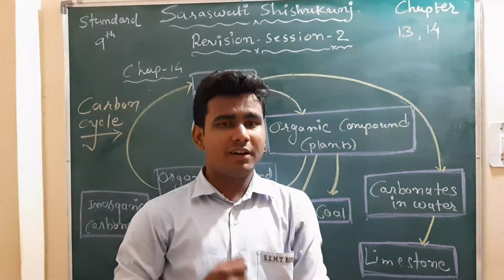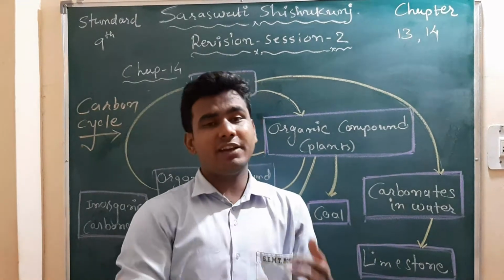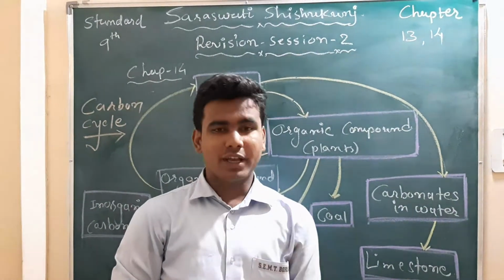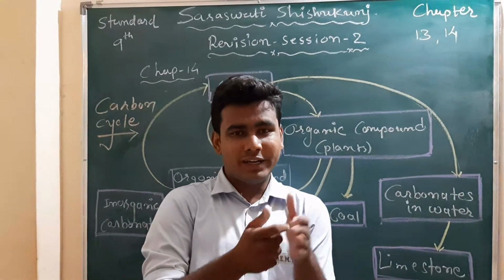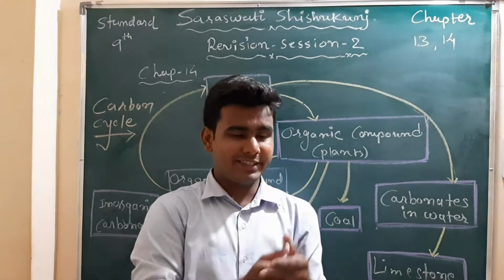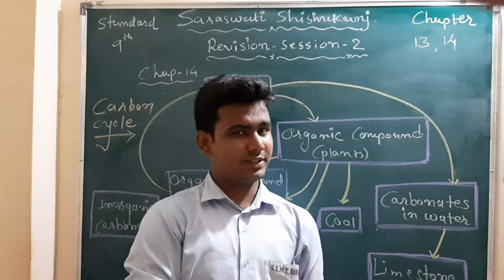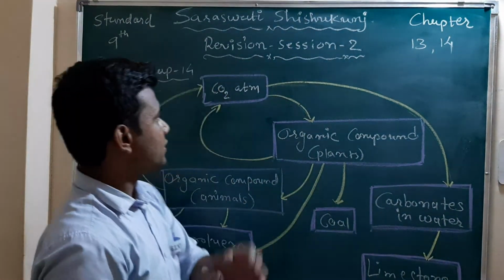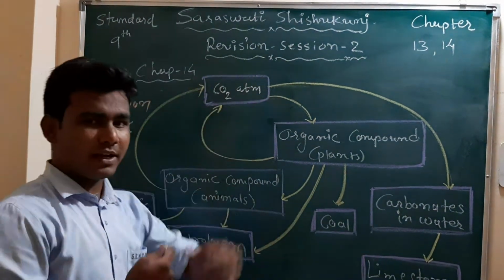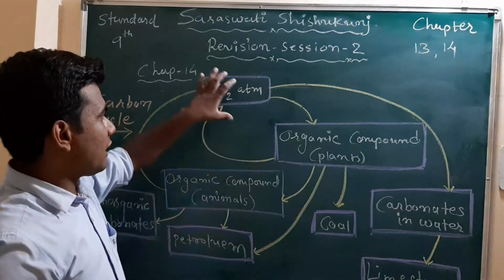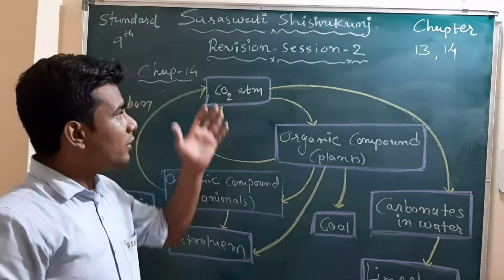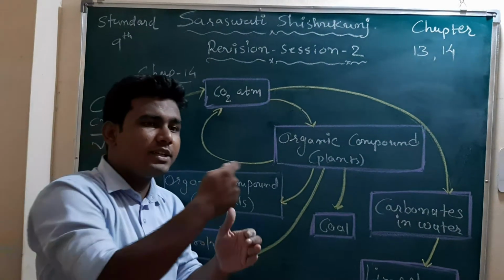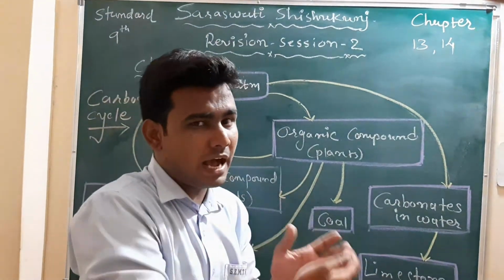See, when we are writing any cycle, we have to say how it is there, how it exists, then how it is used and how it is returned back to the atmosphere. So first it will start from atmospheric carbon dioxide. Now the carbon dioxide which is present in the atmosphere, how is it used, how is it taken?